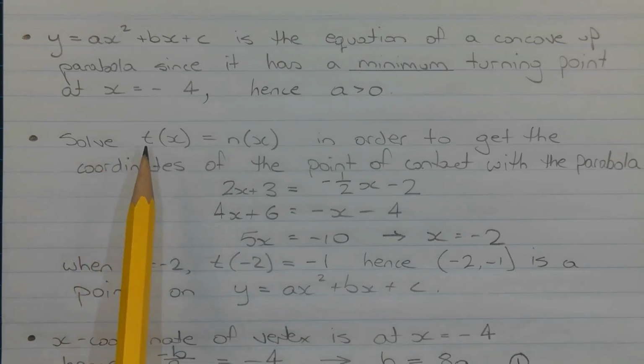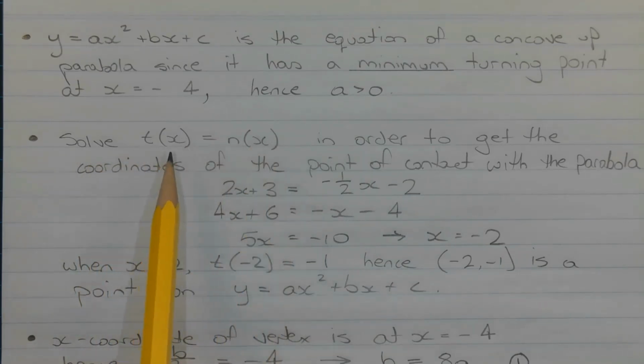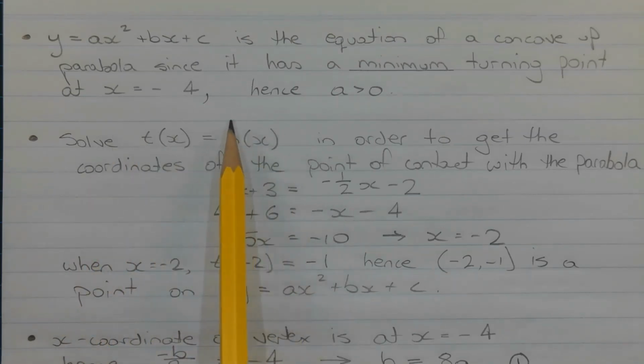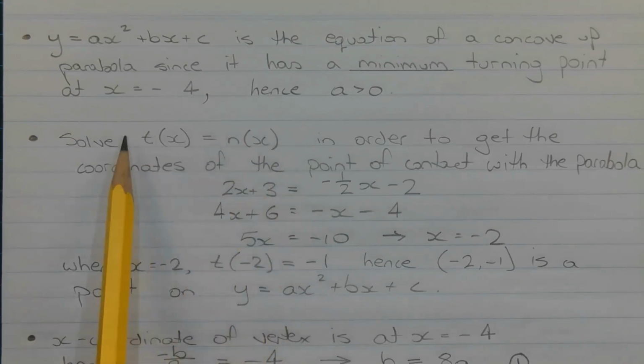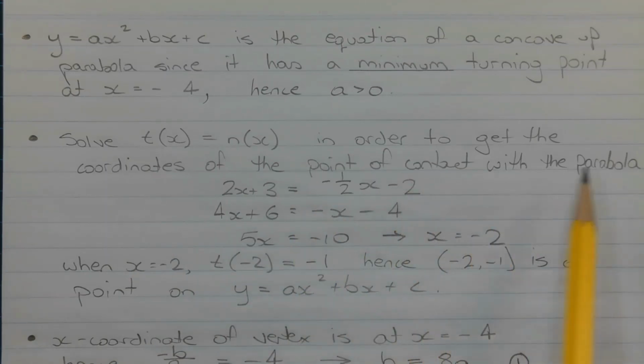Now we can solve t of x equals n of x, since t of x is the equation of the tangent to the parabola and n of x is the equation of the normal to the parabola, and they both pass through the same point and contact the parabola at the same point. By solving this equation, we can get the coordinates of the point of contact with the parabola, and that also gives us the coordinates of a known point on the parabola, which will be useful later on.